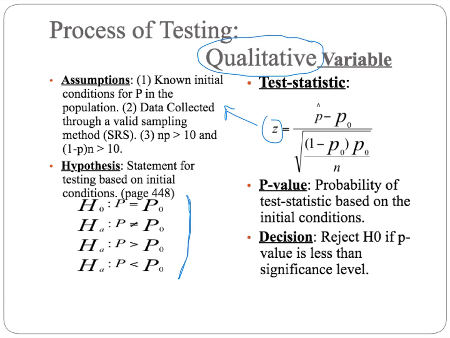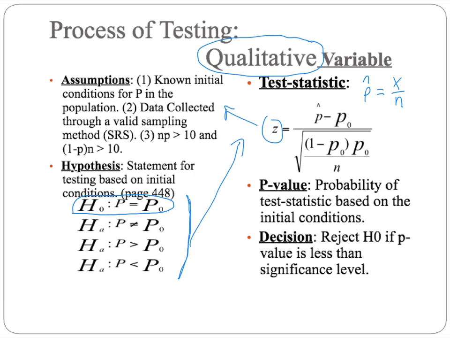Here are the potential hypothesis statements, and you can look at that on page 448 of your book. Right, here is the initial condition, right, that P is equal to P naught, and then we have the three possibilities. P doesn't equal P naught, P is greater than P naught, or P is less than P naught. Then, of course, we set up our test statistic, Z, right, and here is P hat, right, remember what P hat is. It's x over n, where x is equal to the number of individuals that have the characteristic, and n is the sample size.